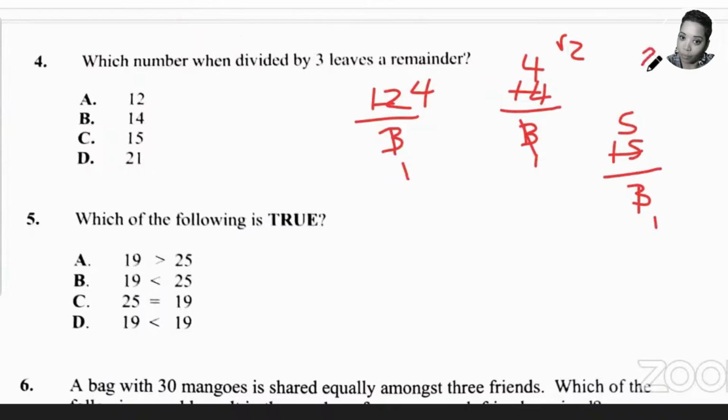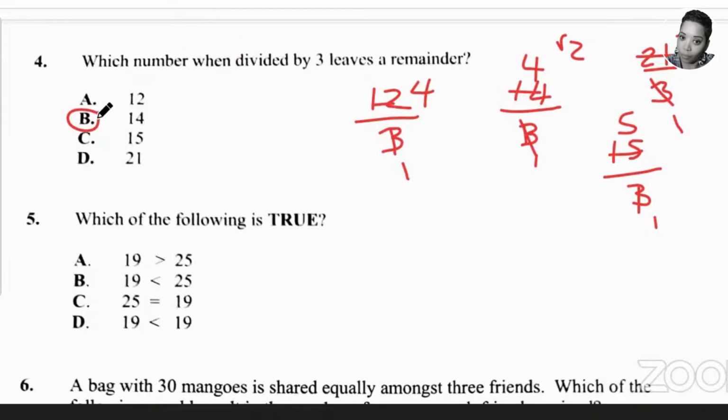And then we have 21 divided by 3. And of course, it helps if you know your 3 times, the multiplication table. So if you know your 3 times, then this would be very easy for you. So again, that leaves no remainder. So the answer would be 14. So B is our correct answer.